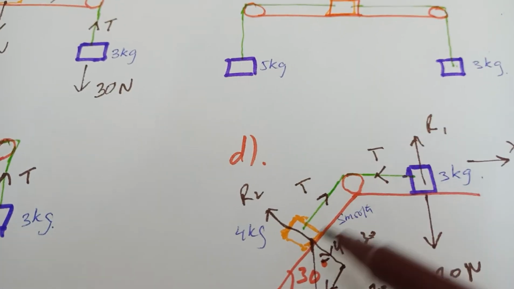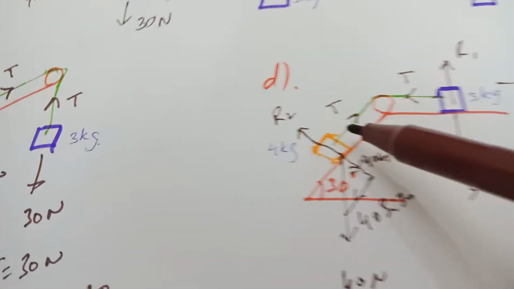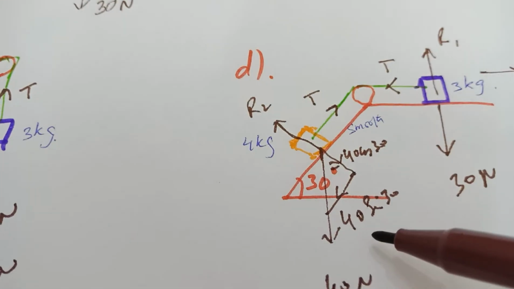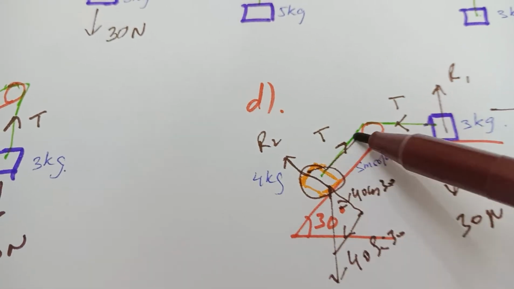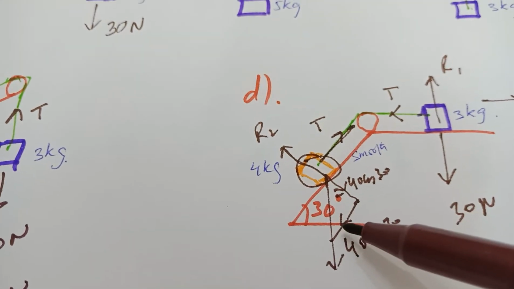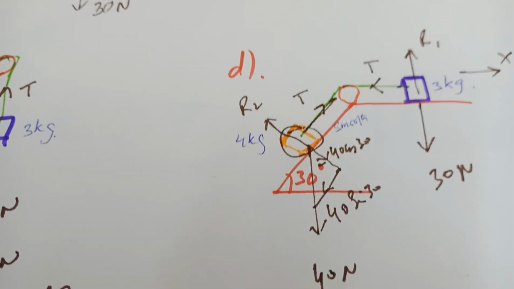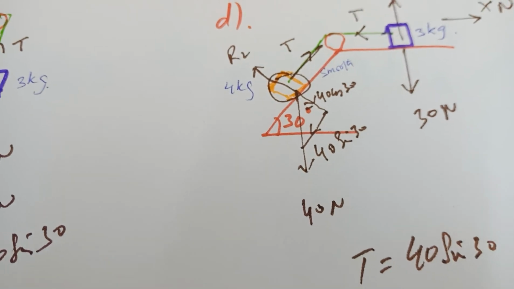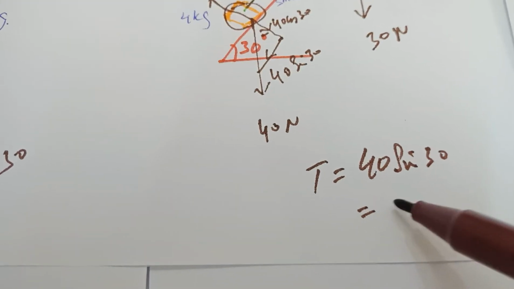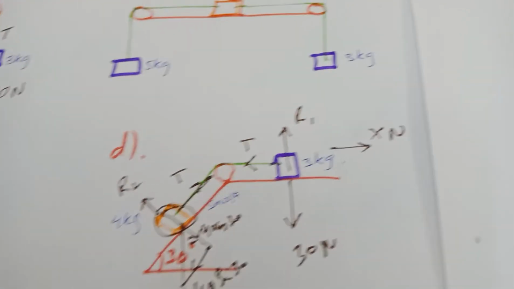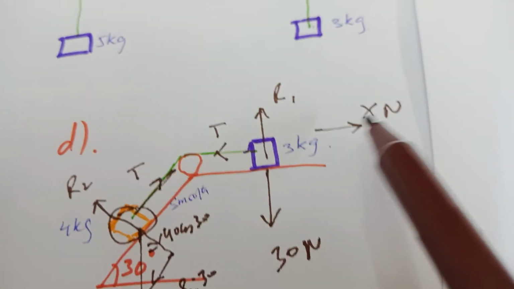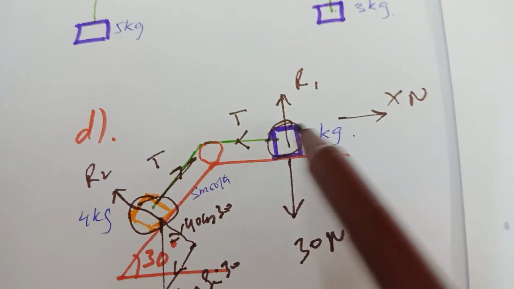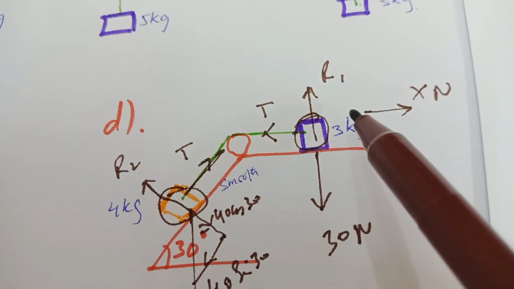Now in this case, for this 4 kg block, this tension is simply equal to 40 sine 30 because this is at rest. This is the only force upward and this is the only force downward. So this T is equal to 40 sine 30, and that is going to be 20 newtons. Coming towards this block, this X has to be 20 newtons, only then this block can remain at rest. So this was the D part.